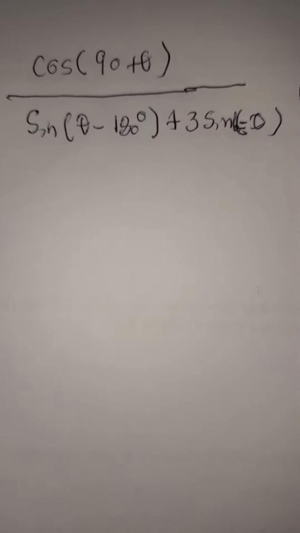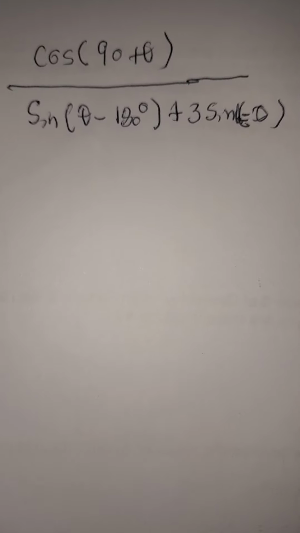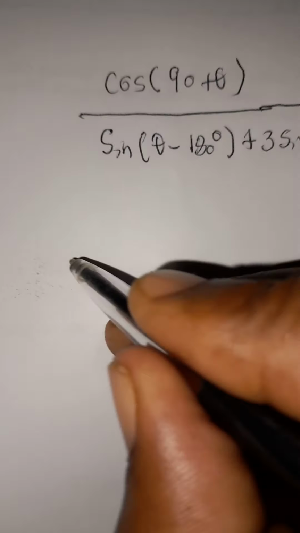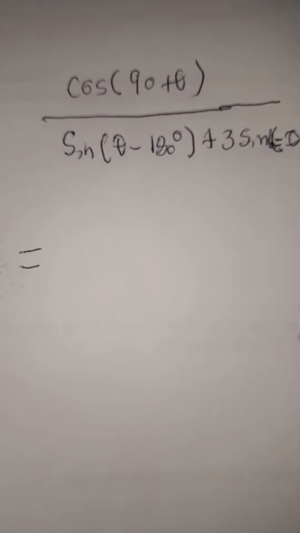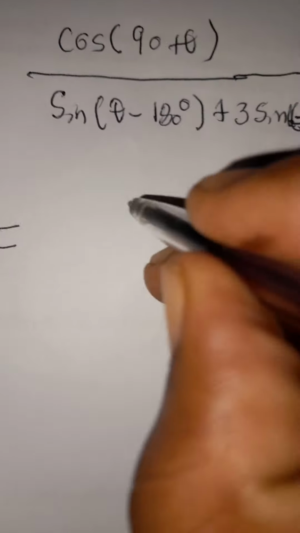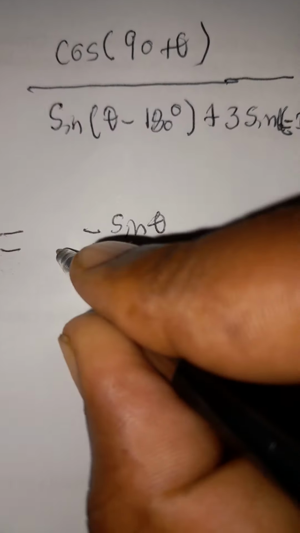So in this case, we have cos 90 plus theta. How is cos in the second quadrant? It's negative, yes, but sine is positive. So in other words, sine will take the sign of cos. Remember that since it's 90 plus theta, it's a cofunction, so it will change to negative sine theta in this case.